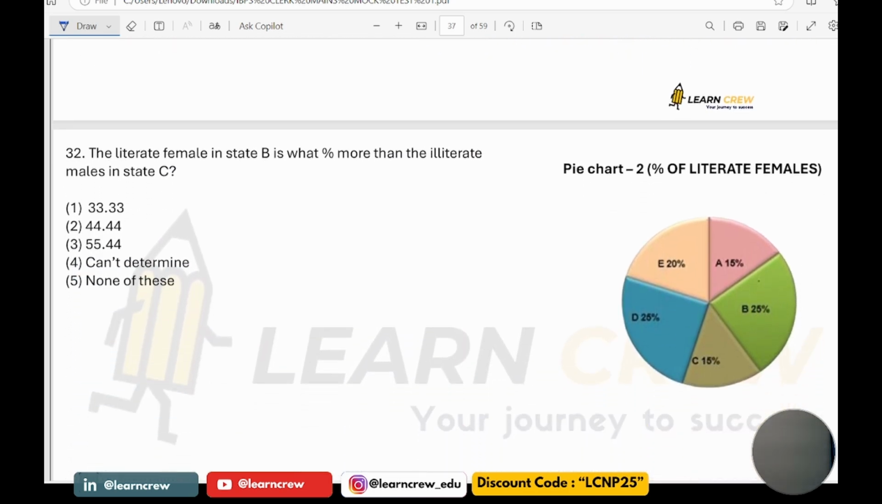The literate female in state B is what percentage more than literate males in state C? In state B, literate females are 25 percentage of 240. Okay, B literate female, how much? 25% of 240, which is 60.